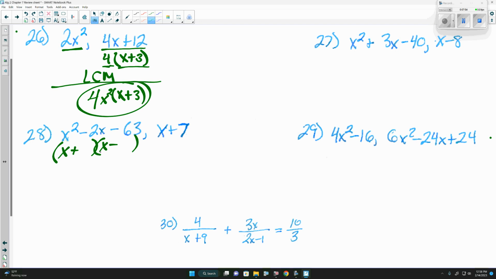6 and 6 is 36. We'd have 1 and 63. 2 won't work, but we have 3 and 21. And then, what is it, 7 and 9? I think is the next one that works, and that's actually the one we need. The 9 would be negative, and the 7 would be positive.